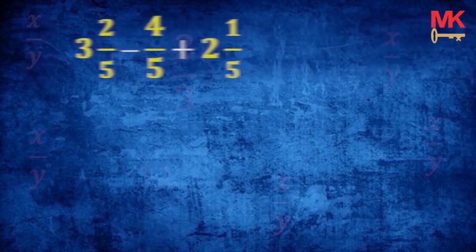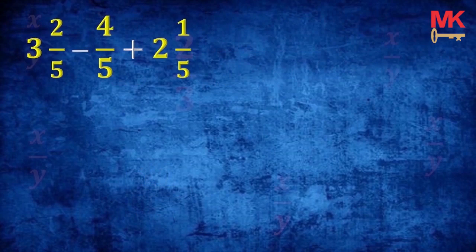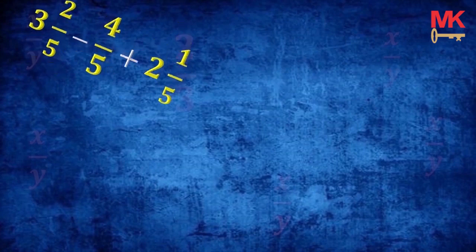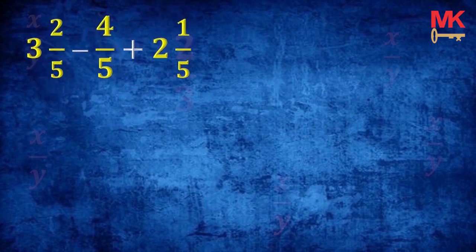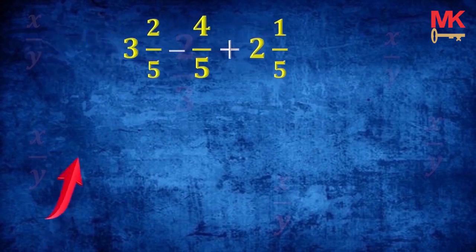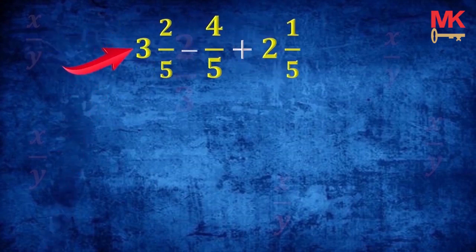One more example. Evaluate 3 whole number 2/5, take away 4/5, plus 2 whole number 1/5. In this example, there are different approaches, but I'm just going to show you the basic approach to solving this kind of question. If you look at this question very well, you will notice that there are mixed numbers. The first fraction is a mixed number, that's 3 whole number 2/5, and the last fraction, 2 whole number 1/5. We are just going to change both of them to improper fractions.